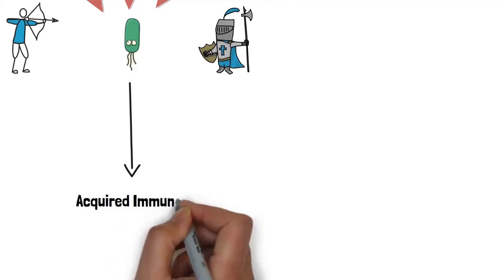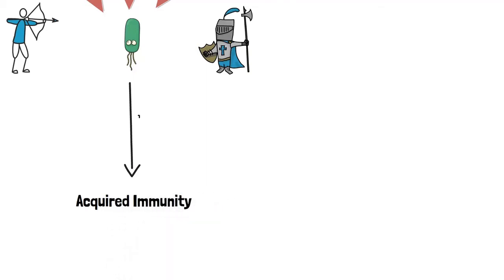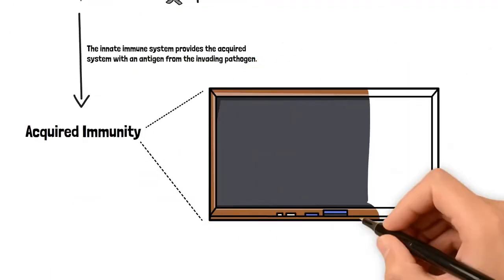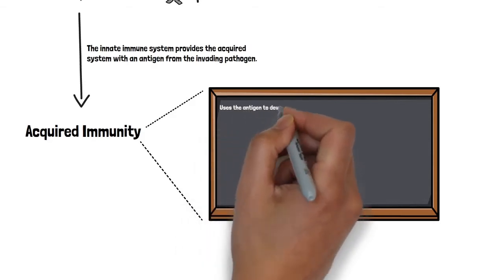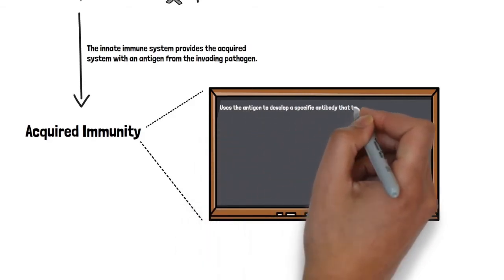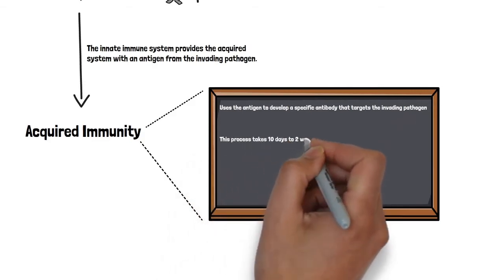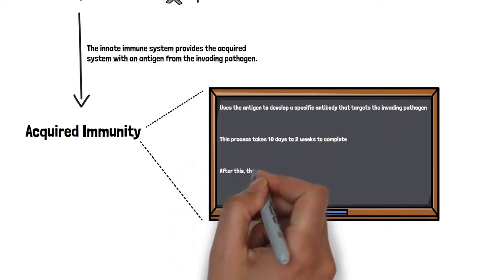The immune system has a second branch called the acquired immunity. This comes from exposure to pathogens and antigens. Antigens are part of the pathogen that the immune system responds to. The first time you have an infection, your innate system works overtime to kill the invader through inflammation, but it also sets up the acquired system with an antigen. The acquired system takes this antigen and develops an antibody specific for that particular antigen. This process takes about 10 days to 2 weeks to complete.